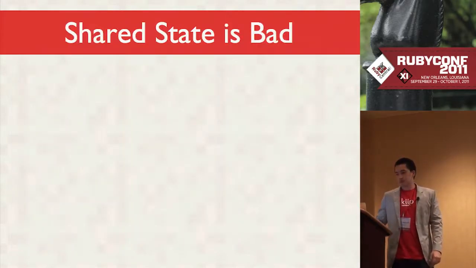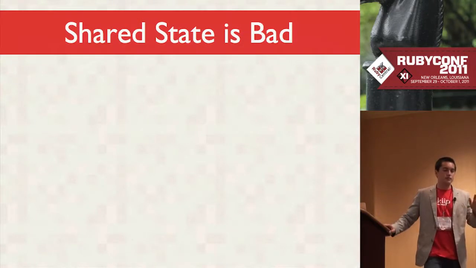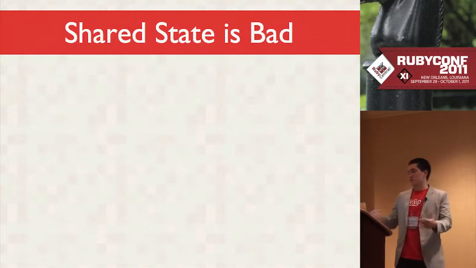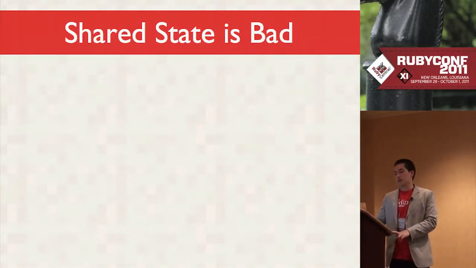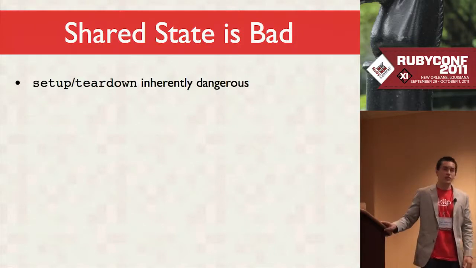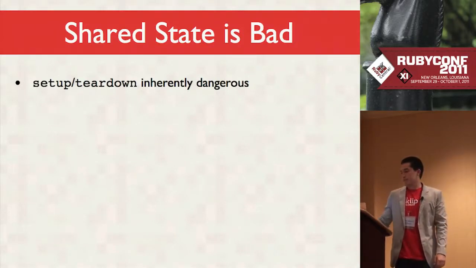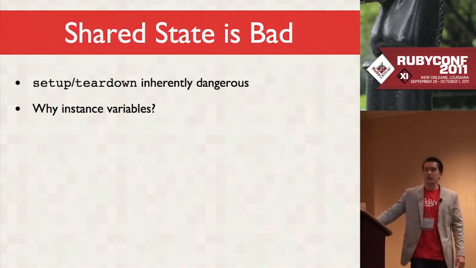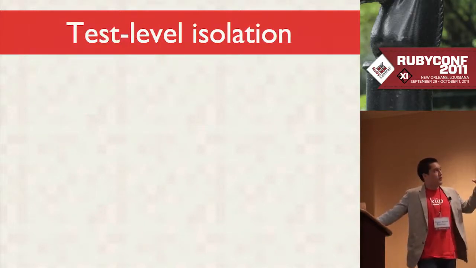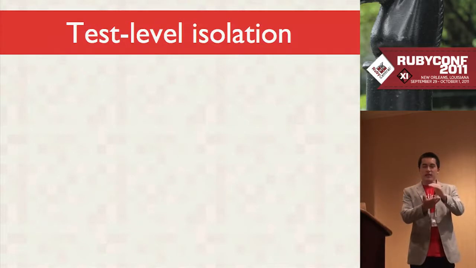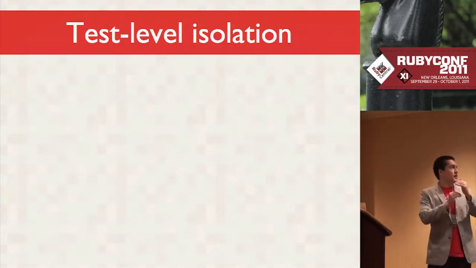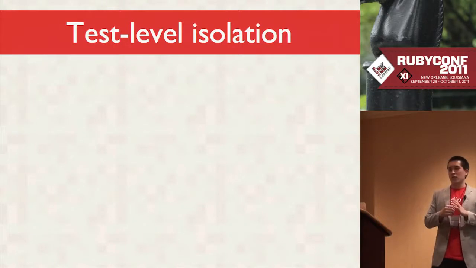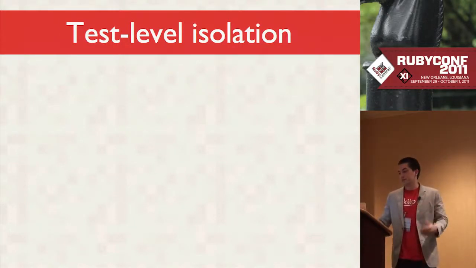So really the general lesson from that is that shared state is bad. This is a general lesson for concurrency and parallelization in general. So I think setup and teardown are inherently dangerous. And I don't understand why instance variables ever took off for test state. They work, but I don't know why that ever became popular. If you push all your isolation down into the test level, that specific test, then it becomes very easy to parallelize. And this is what people just do in Python.